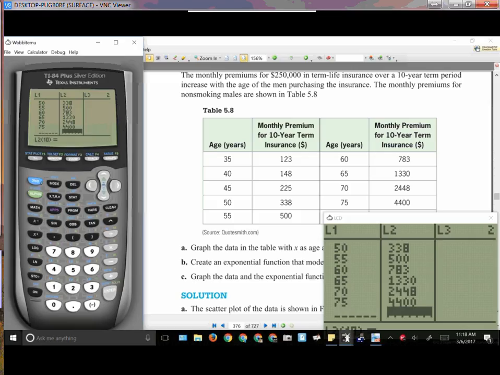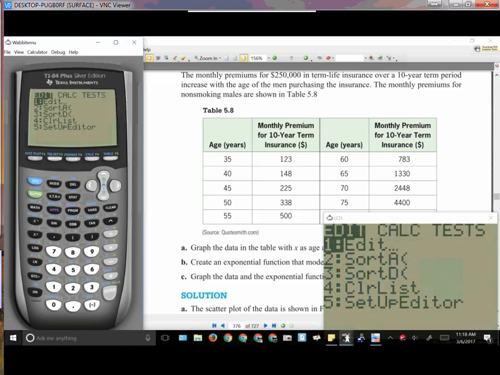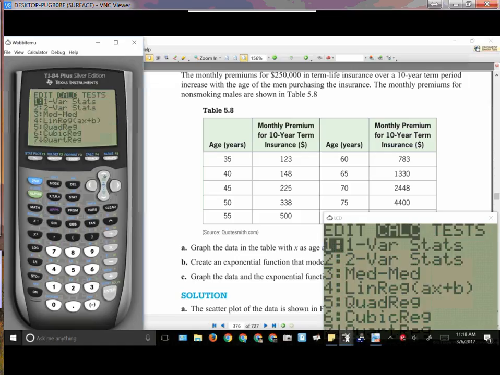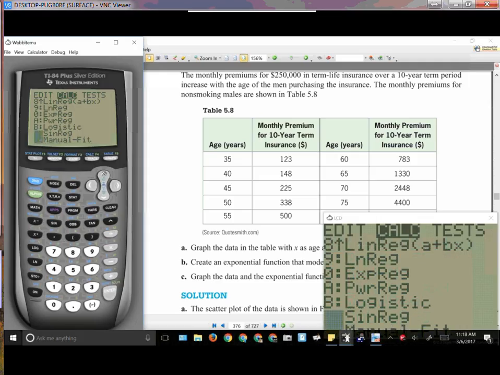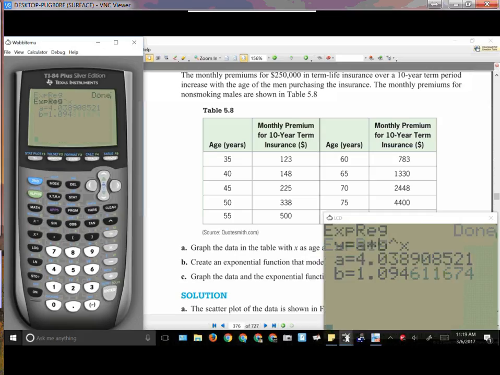So we're going to hit second. Not second. It's stat, calc. And if you go from the bottom up, 0, exp. So it's going to give you an exponential regression on this. So we hit enter, and we end up with our exponential function. Just that simple.